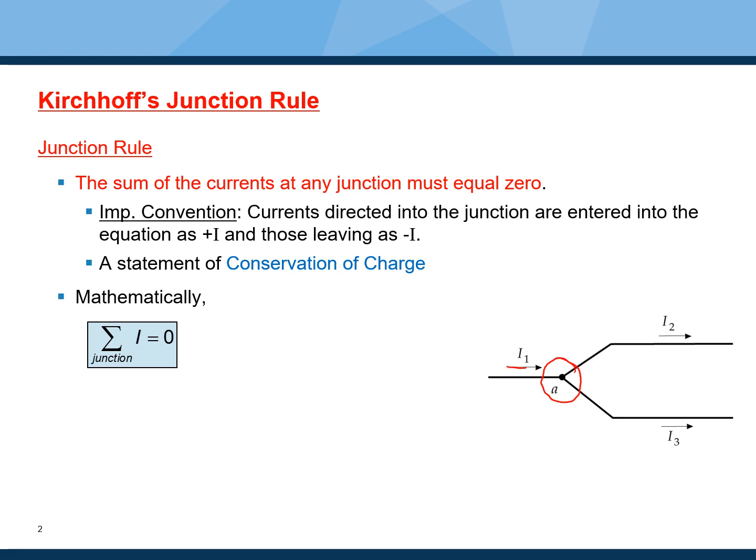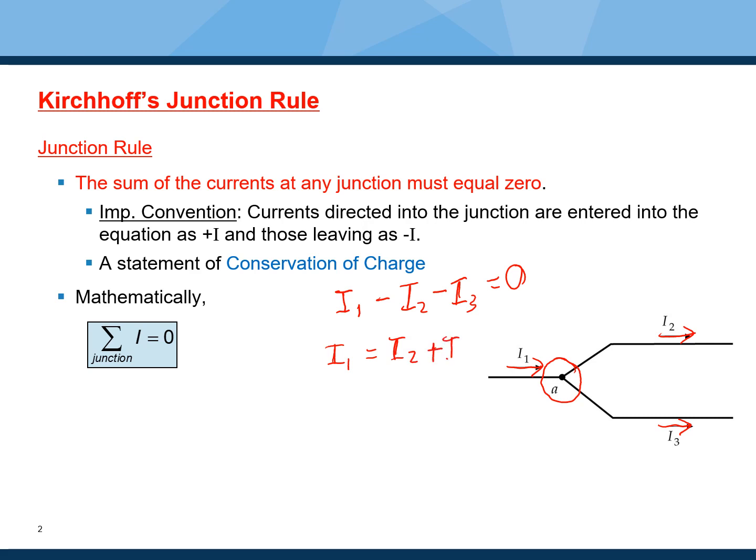and if you have a current I1 coming in and currents I2 and I3 going out, then you can say that the sum of all the currents coming into and out of a junction must be equal to 0. Now with that, you have to have a convention, of course, so you would say that I1, for example, is treated positively because it's coming into the junction, and I2 is treated negatively because it's going out of the junction, and I3 is treated negatively because it's going out of the junction, and therefore this is equal to 0. Or equivalently, you could just say I1 is equal to I2 plus I3.